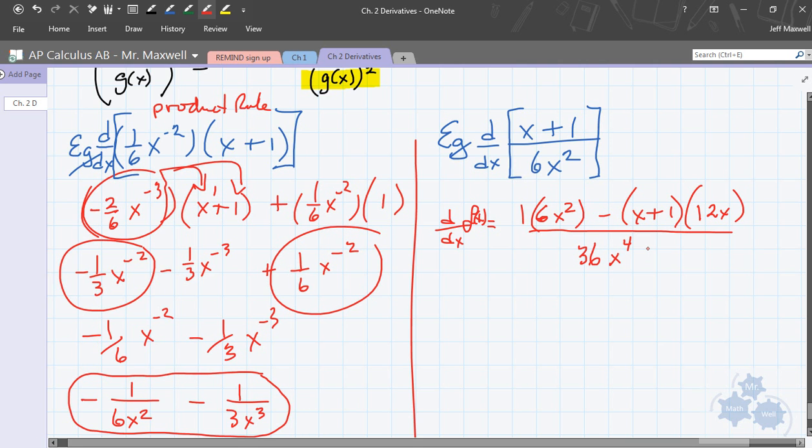Yeah? All right, so let's expand. Let's gather some like terms here. We've got 6x squared minus, now be careful with this here. That's an expression there, so minus 12x squared plus 12x, all over 36x to the fourth.